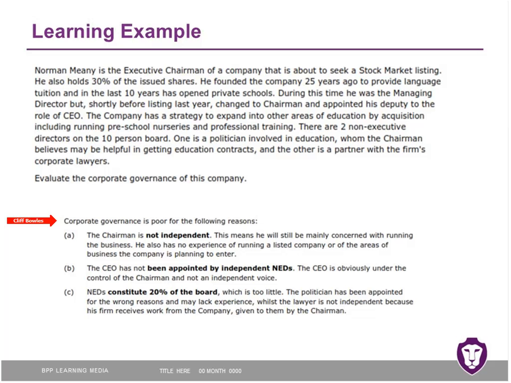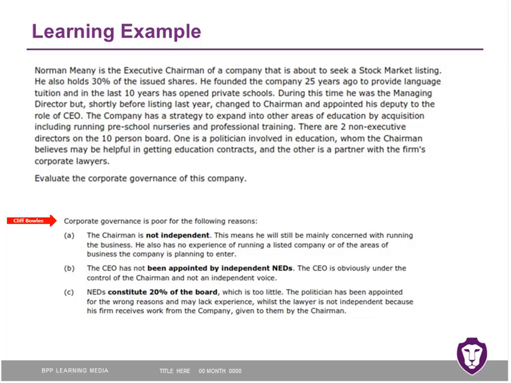The CEO has not been appointed by independent non-exec directors, so they've not got a nominations committee. The CEO has been appointed by the chairman, and the non-exec directors are only 2 out of 10, 20% of the board, and even those, if you look at them, are they really independent non-exec directors? Well, the lawyer can't be because he receives work from the company, so he can't be independent. And the other one is a politician who's going to get education contracts. So again, the independence or experience in this case may not be right.